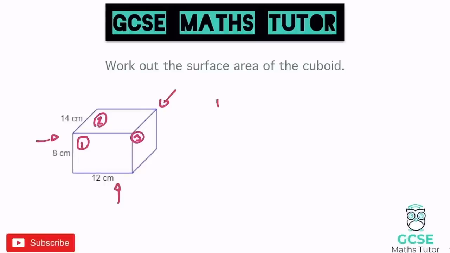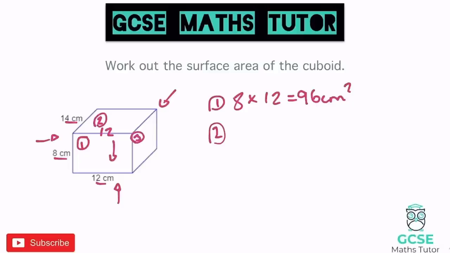So I'm going to do this in steps. I'm going to do the face number 1, which over here is 8 times 12. So 8 times 12 is 96 centimetres squared. Face number 2, the one on the top, we've got 14 along there, and it's not labelled, but this is 12 as well, the same as the bit below just down there. So that's 14 times 12, you've just got to work that out, and that's 168. So that's 168 centimetres squared.